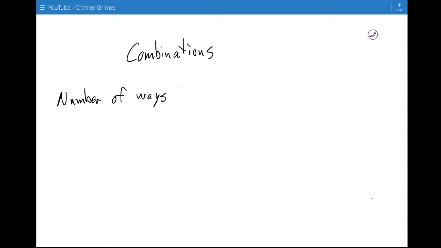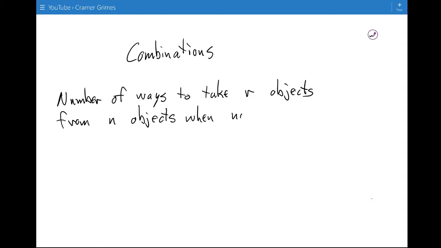Okay, let's talk combinations. A basic definition of the number of combinations would be the number of ways to take r objects from n objects when not considering order.